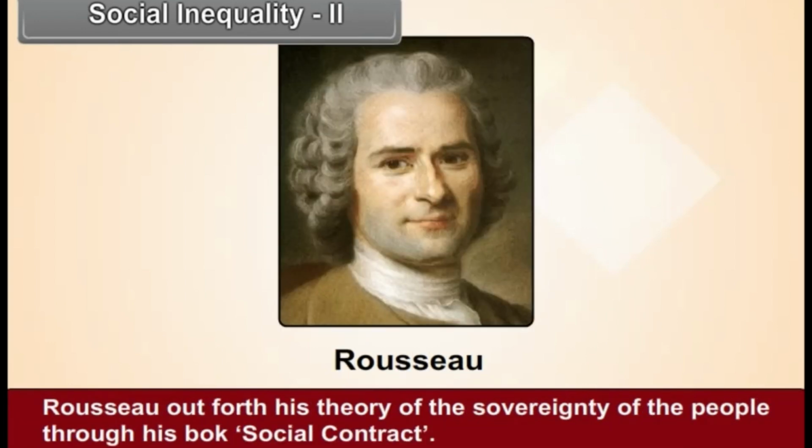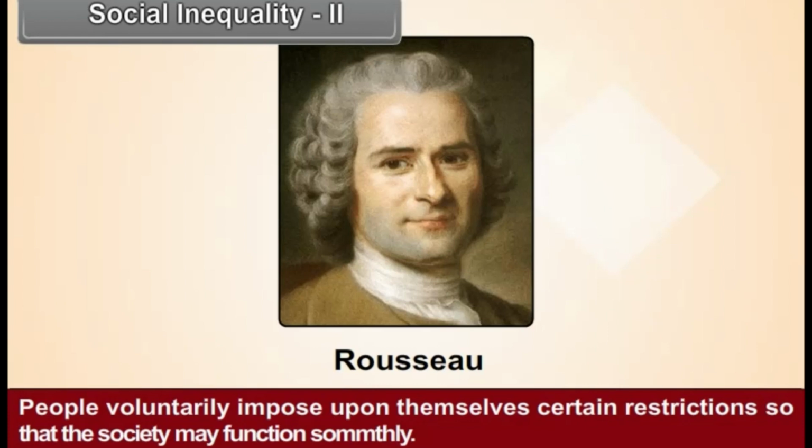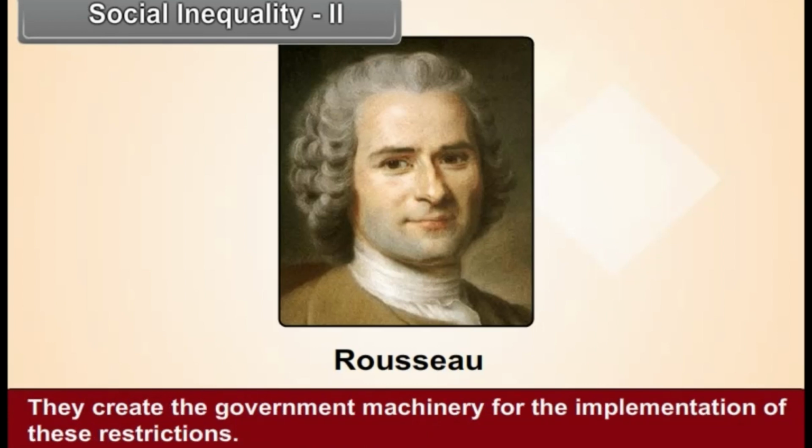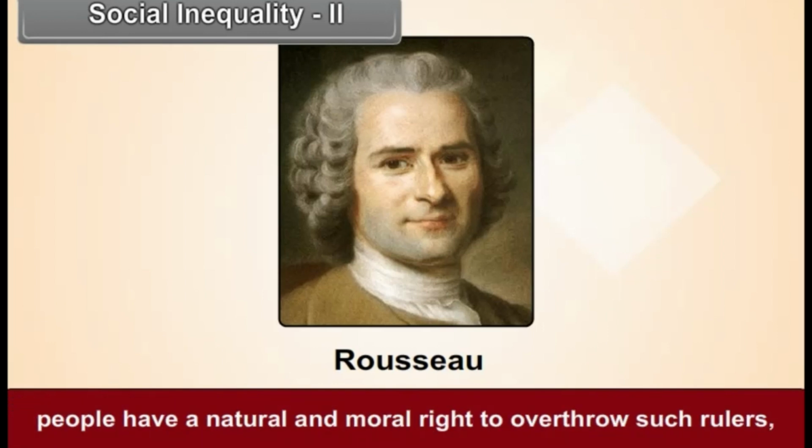Rousseau put forth his theory of the sovereignty of the people through his book Social Contract. According to him, man is born free. People voluntarily impose upon themselves certain restrictions so that the society may function smoothly. They create the government machinery for the implementation of these restrictions. It is not divine or God-given, but is created through a social contract. If this contract is broken by the rulers, people have a natural and moral right to overthrow such rulers.